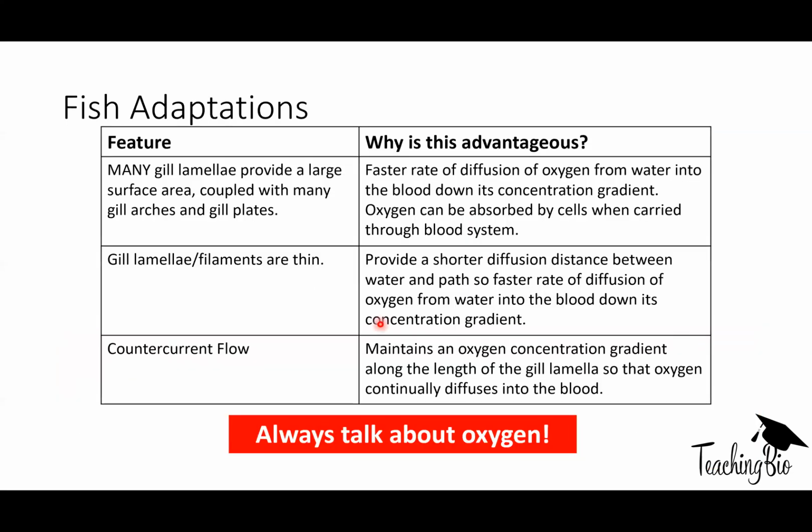In terms of fish adaptations, you should always think about talking about oxygen. We've talked about the gill lamellae, but the fact that fish have so many of them means that there's a faster rate of diffusion, so the oxygen can constantly be absorbed. These lamellae filaments are thin, which provides a short diffusion distance, and there's that countercurrent flow, which functions to maintain that oxygen concentration gradient along the length of the gill lamellae. Okay, so very important to remember this phrasing here, along the length of the gill lamellae.